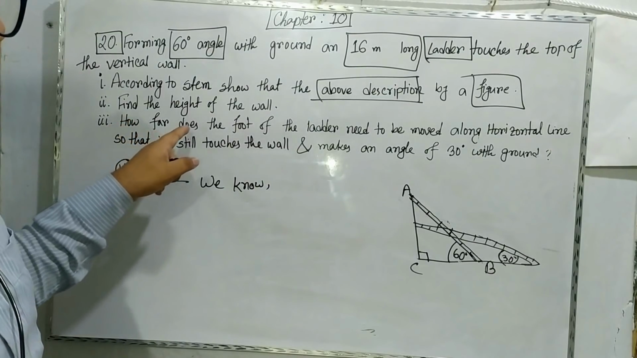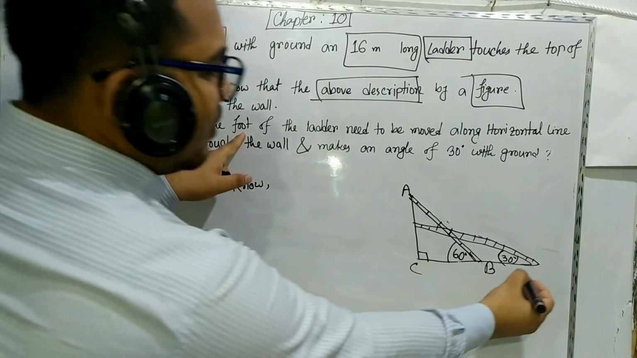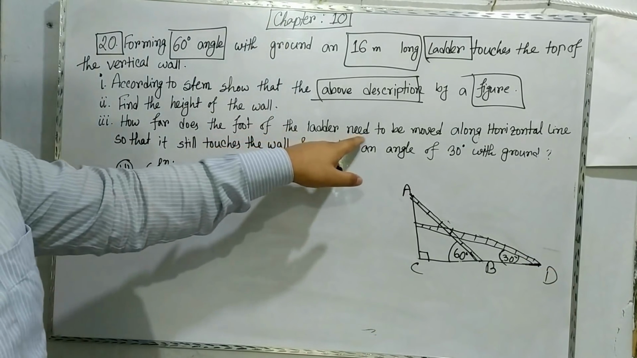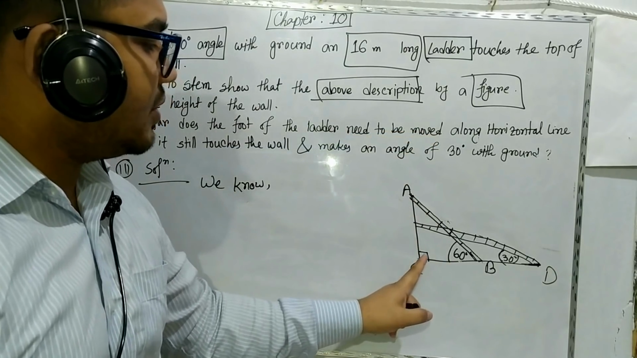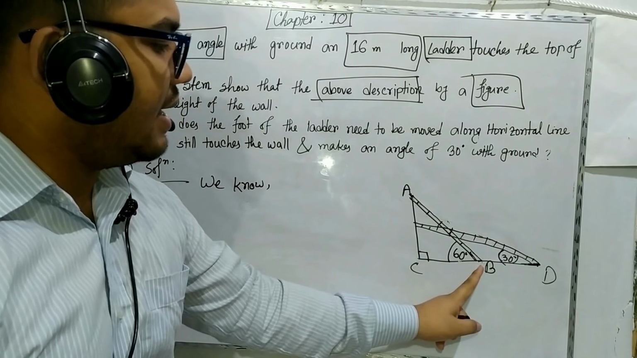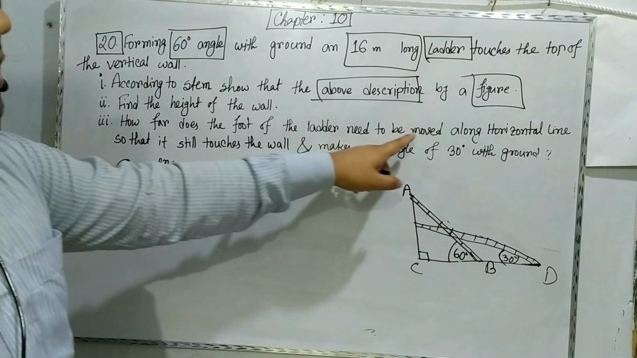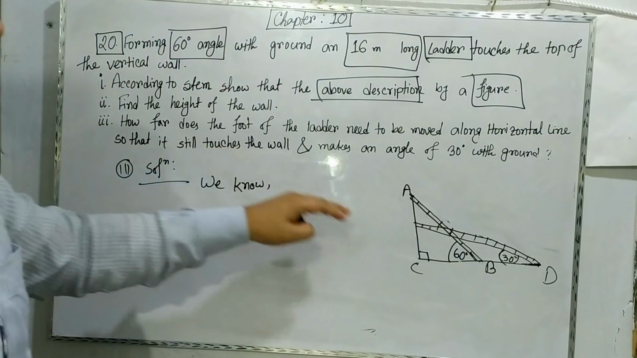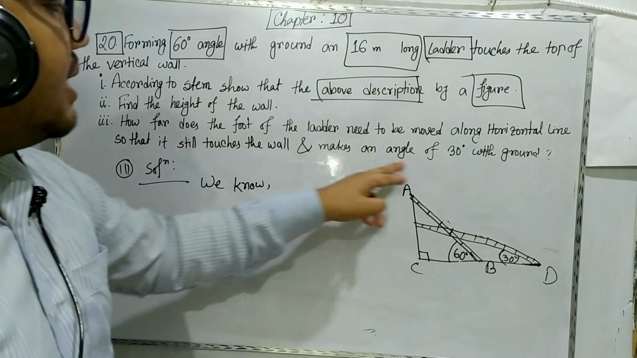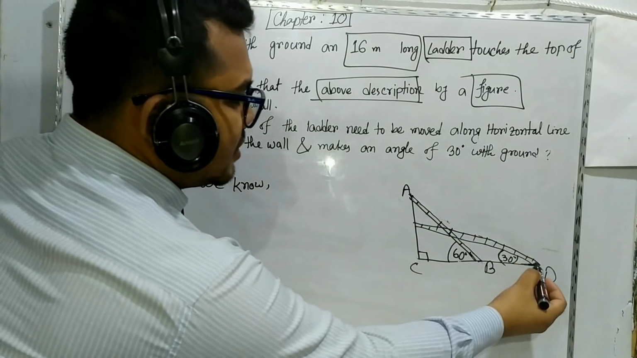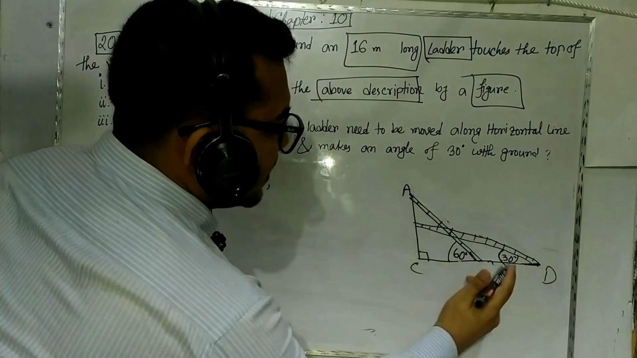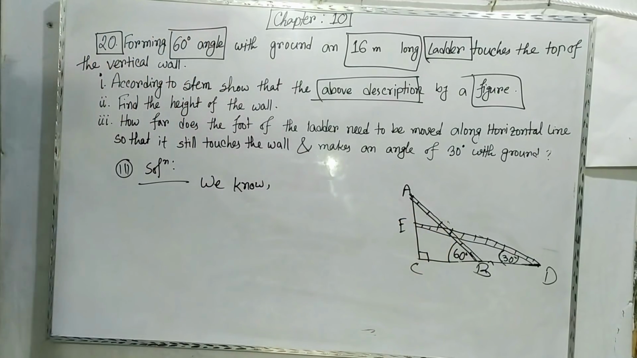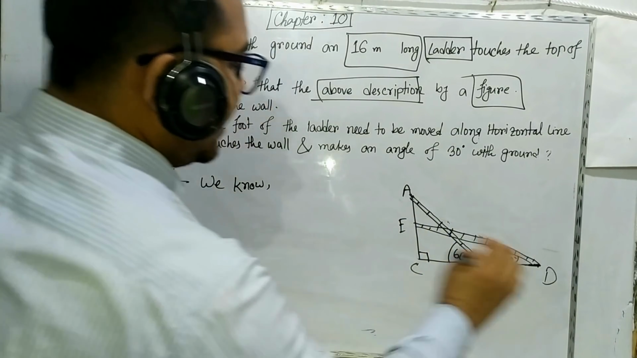The question says, how far does the foot of the ladder, that is this foot of the ladder, you can say D, need to be moved. Suppose the ladder's first position was here, now it is moved horizontally along this line so that it still touches the wall and makes an angle of 30 degrees. So suppose this is D, this point is B, and suppose this point is E. Now we need to find BD.